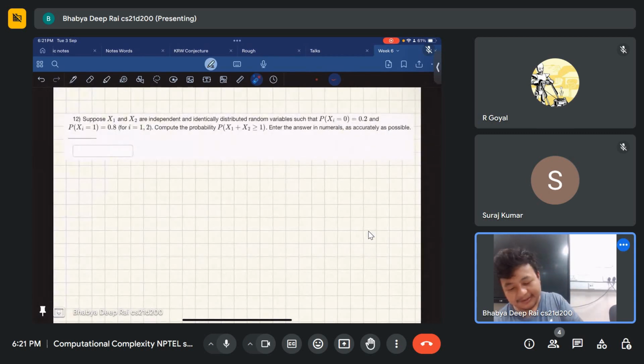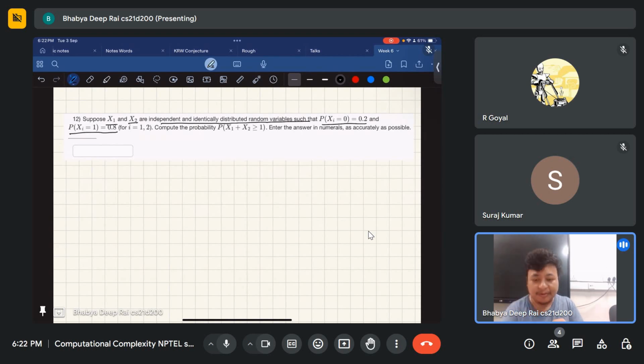Now let's look at this. The question says, suppose x1 and x2 are independent and identically distributed random variables such that the probability of xi equals 0 is 0.2 and the probability of xi equals 1 is 0.8. Compute the probability that x1 plus x2 is greater than or equal to 1. Enter the answer in numerals. I think you may have been able to do this.